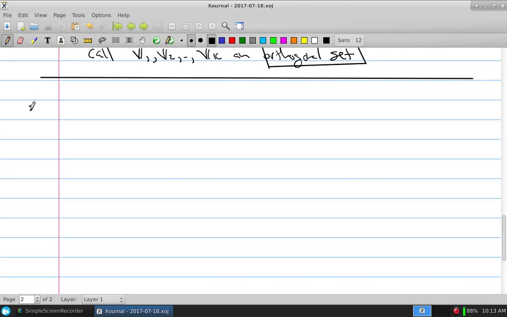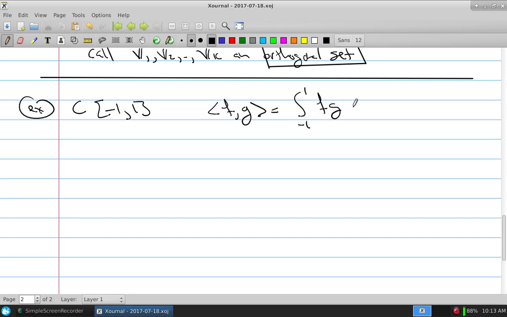An example of that would be, let's say I'm doing continuous function space from negative 1 to 1 with my inner product defined to be a non-weighted integral from negative 1 to 1 of f g dx. Consider, say, polynomial 1, the function of x is 1, polynomial 2, the function of x is x, polynomial 3, the function of x is 3x squared minus 1. So I have these three polynomials.